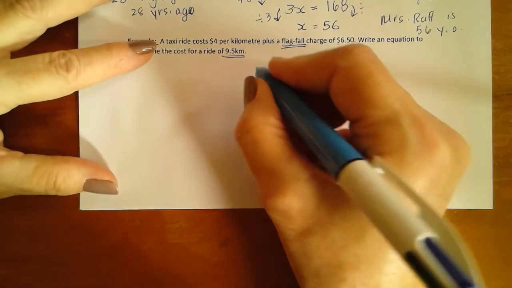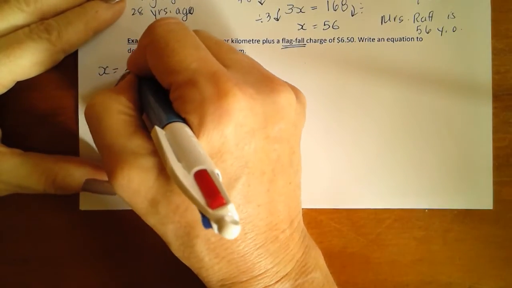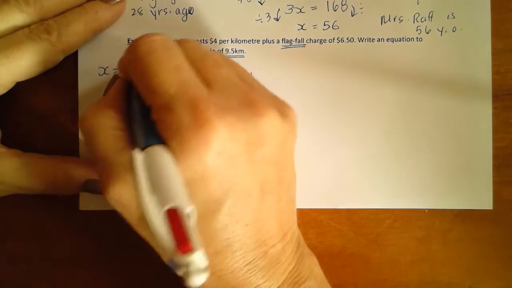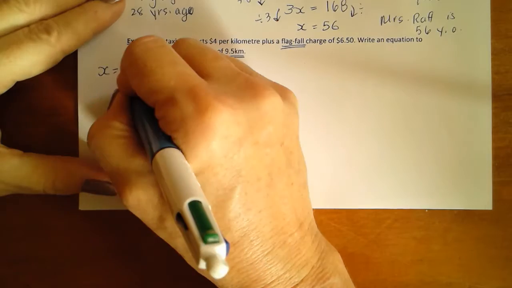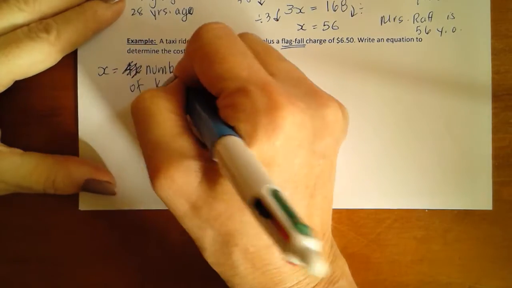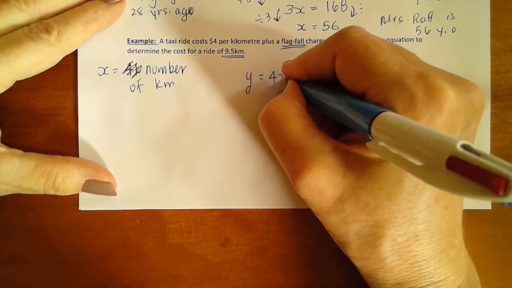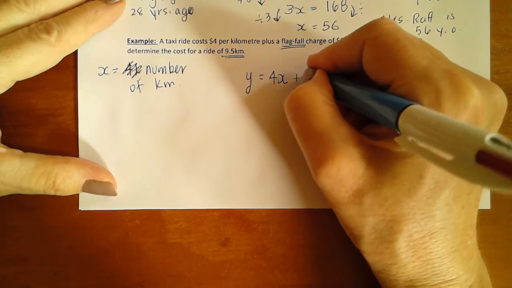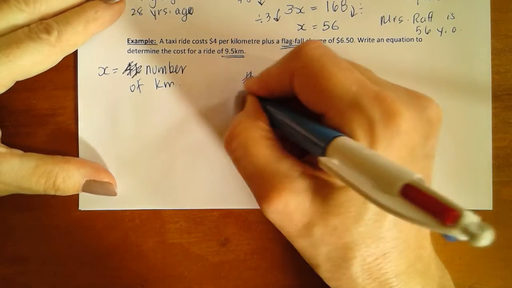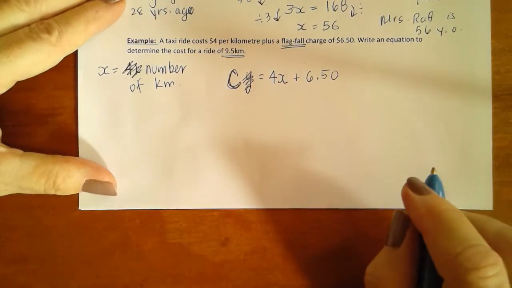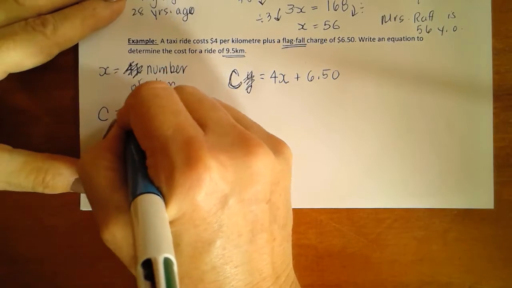So let's see. A taxi ride, let's say x equals number of kilometers. So I go y equals 4x plus 6.50, because this is just a one-off charge. Do I want to put ride there? I might put cost instead of y. Okay, so that seems really good. C I'll put over here as the cost of a ride.